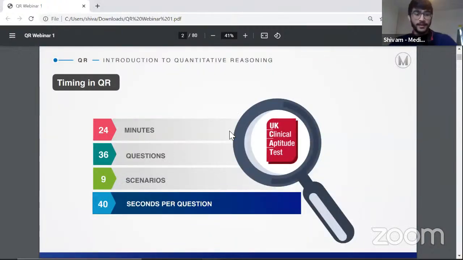Perfect. So let's get started. So let's first of all just talk a bit about quantitative reasoning itself.